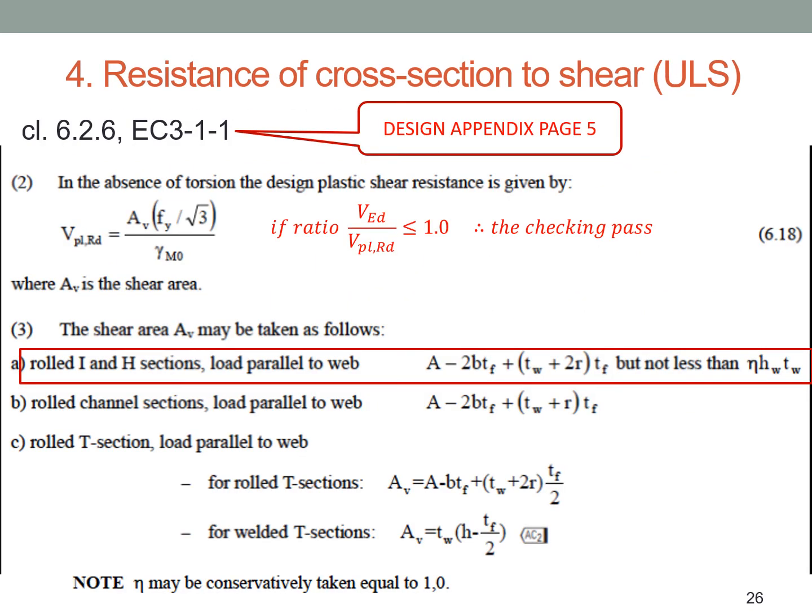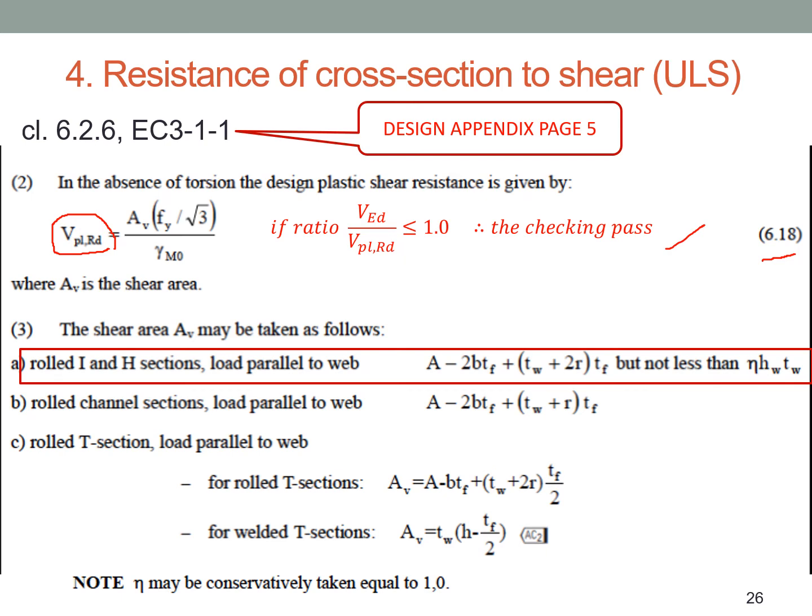The formula for shear resistance is given in appendix page 5. Here is the formula 6.18, which is VPLRD equals AV times Fy divided by square root of 3, divided by gamma M0. And then you need to compare the VED value with VPLRD, and the ratio must be less than 1 so that the checking is passed.